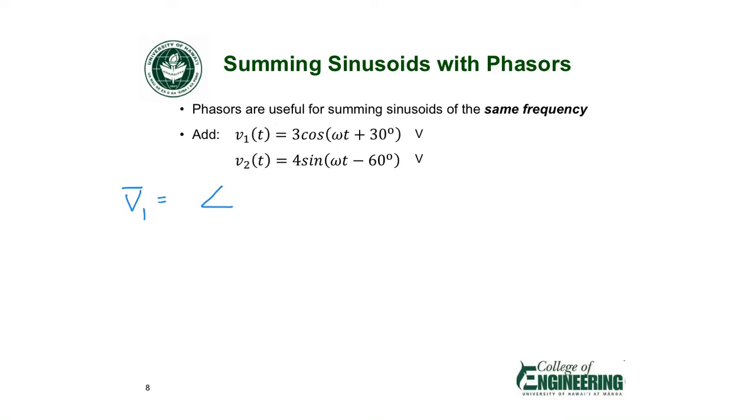I think I heard 3. What is that? The magnitude of the sinusoid. Okay, so that's 3, and that has units of volts. And then in the angle symbol, what value goes there? 30 degrees. So the phase of the sinusoid, assuming it's a cosine.